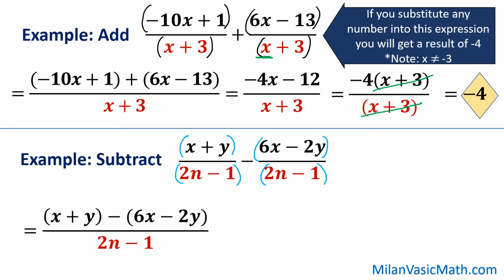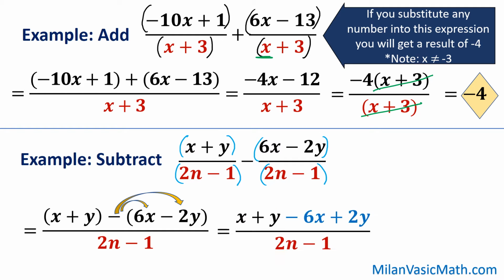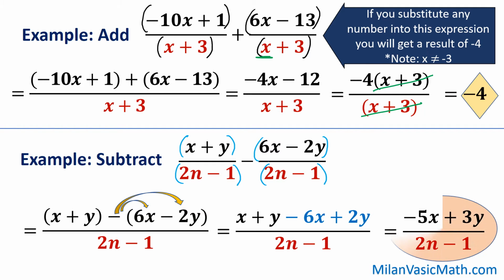So I wrote it as x minus y minus 6x minus 2y. What's very important is that you have to distribute that negative. So we keep, change, change, and now combine like terms. So we get negative 5x plus 3y, all divided by 2n minus 1. Circle that, that's our final answer. We can't factor anything out that's noteworthy, so we move on.